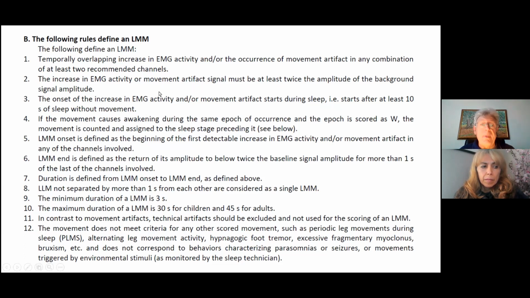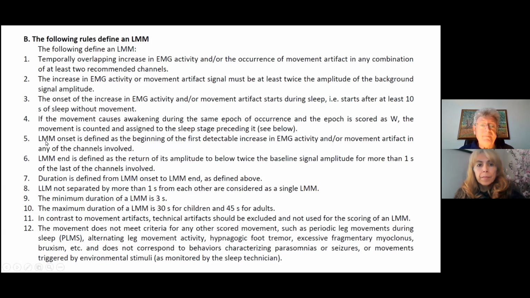Okay, so the onset, the increase in EMG activity or movement artifact signals must be at least twice the amplitude of the background signal amplitude. This is very easy to understand. The onset of the increase in EMG activity and or movement artifact starts during sleep. That means that it starts after at least 10 seconds of sleep without movement. If the movement causes awakening during the same epoch of occurrence and the epoch is scored as wakefulness, the movement is counted and assigned to the sleep stage preceding it. We will see this. It is easy to understand if we see some examples. We will see it soon.